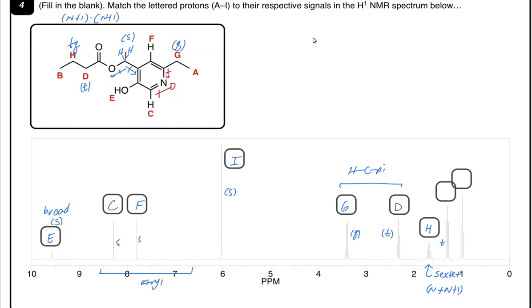From there, we have a triplet and a triplet, the two most upfield signals. We have to differentiate B versus A. I would say that A is likely to be more downfield, higher chemical shift, given that it's more proximal, closer to inductive effects. B is further away from inductive effects than A. So B is the most upfield shifting proton type.